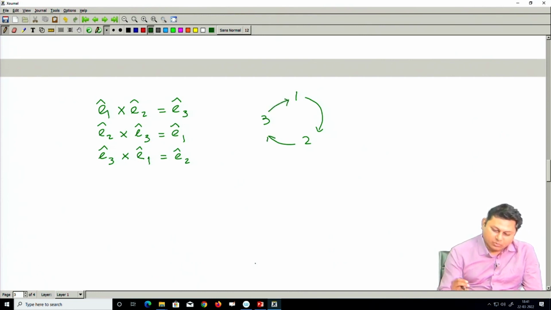One, 2, 3. So, 1 cross 2 will give you 3, 3 cross 1 should give you 2, and 2 cross 3 should give you 1. So, this is the cyclic rule.